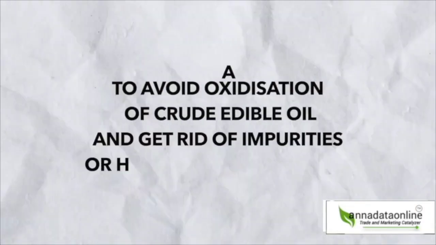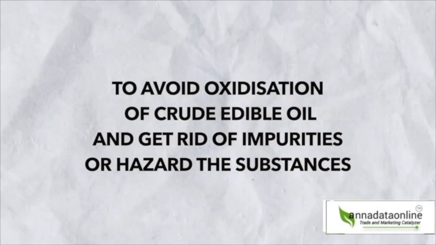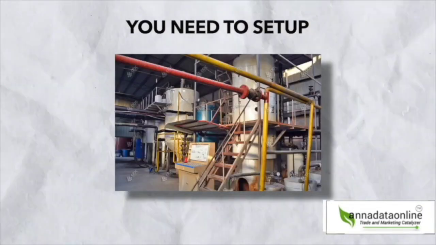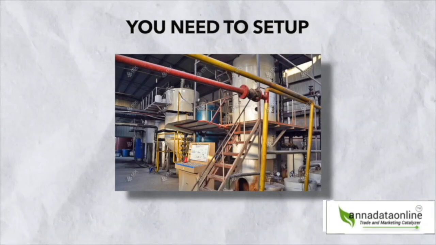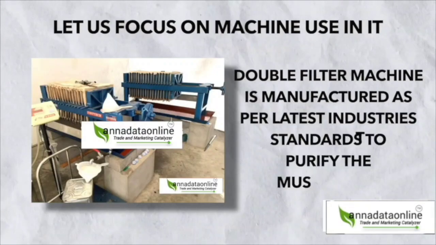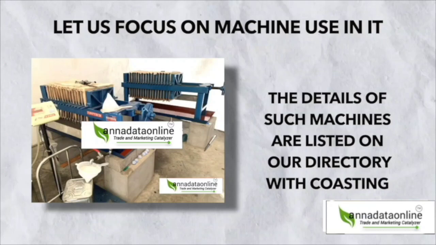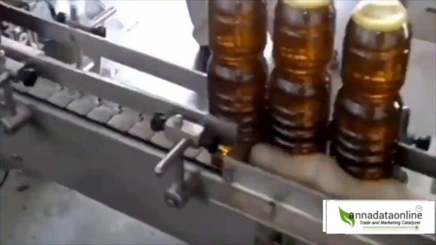To avoid oxidization of crude edible oil and get rid of impurities or hazardous substances, you need to set up an oil refinery line for your oil plant. Let us focus on the machine used in it. The double filter machine is manufactured as per the latest industry standards to purify the mustard oil. The details of such machines are listed in our directory with costing. Then it goes to the packaging section.